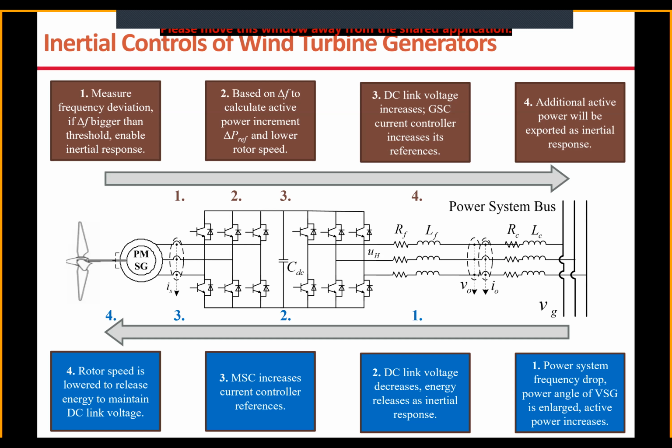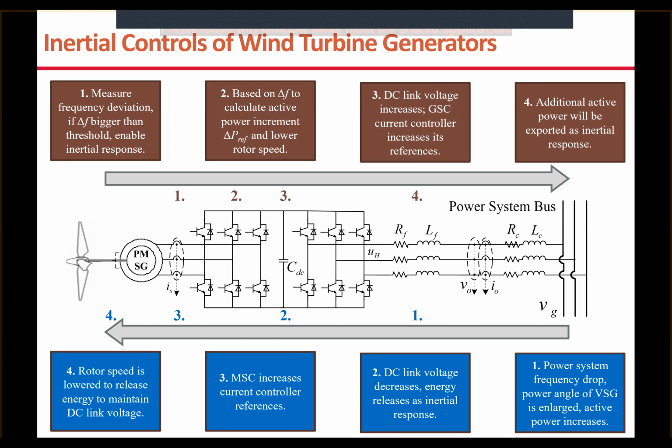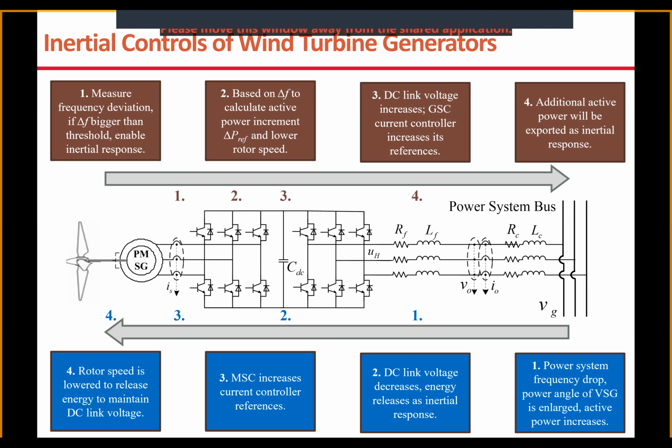But for the VSG control, the control sequence is reversed, from the right to the left. If there's an event in the power system and the frequency drops, then the power angle will increase. So the active power will increase in the swing equation. Then the DC voltage will decrease, and the energy is released from the DC link.